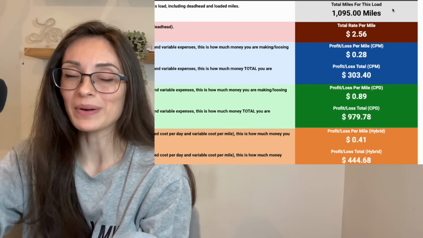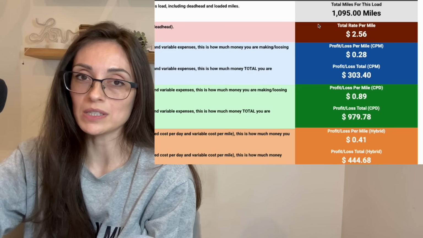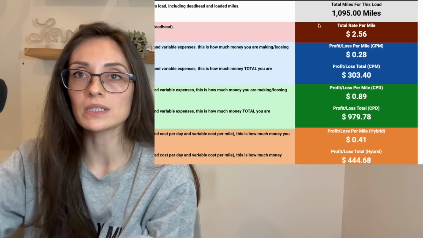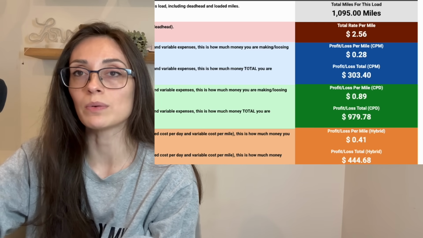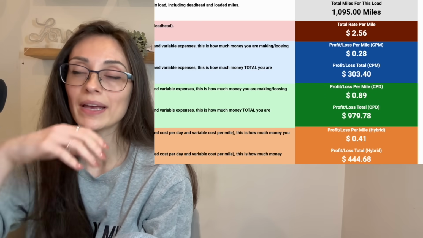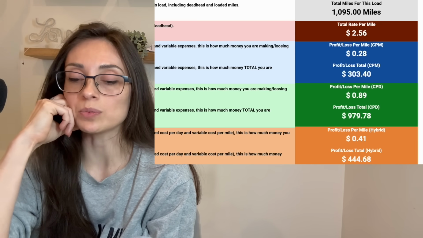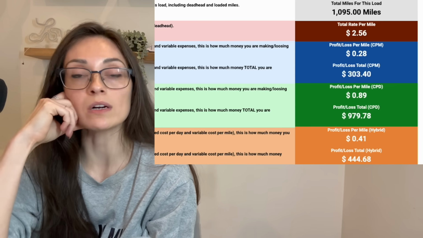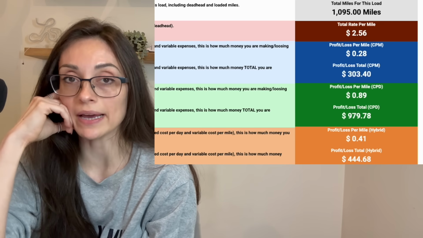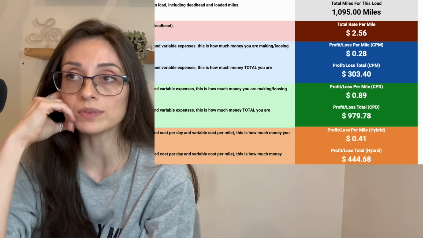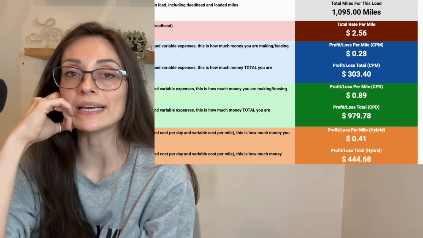All right, so at the bottom we have some calculations. Number 1, the first line is the total miles for this load, right? The deadhead plus the loaded miles. Number 2, the total rate per mile for this load, right? How much does this load pay per mile with deadhead? And then you have a blue, green, and orange section. So there are 2 groups at the moment. There are people who use their cost per mile to calculate profitability, and there are people who use cost per day to calculate profitability. Both of these are here. The cost per mile profitability is in blue. The cost per day is in green.